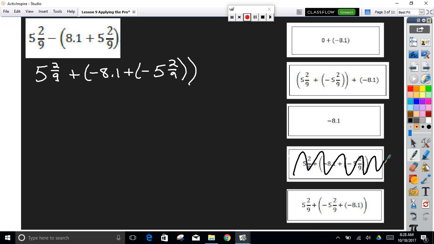What would be the next step in this problem? Ross, what do you think? Switch to 5 2/9. Since they're the same in the beginning and in the end. Okay. 5 2/9 plus negative 5 2/9. Okay, so you want to move. So which one of these squares shows what you're talking about? Close. There's another one very similar to that.